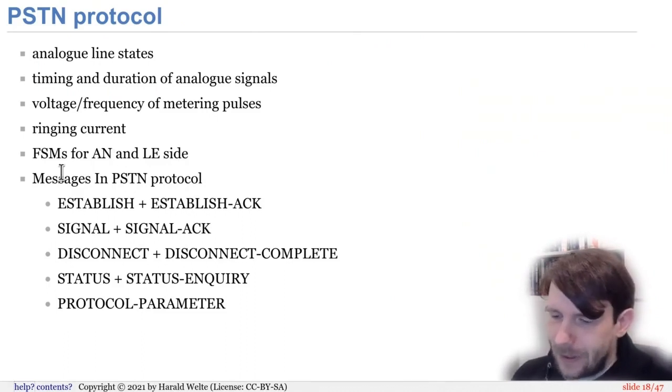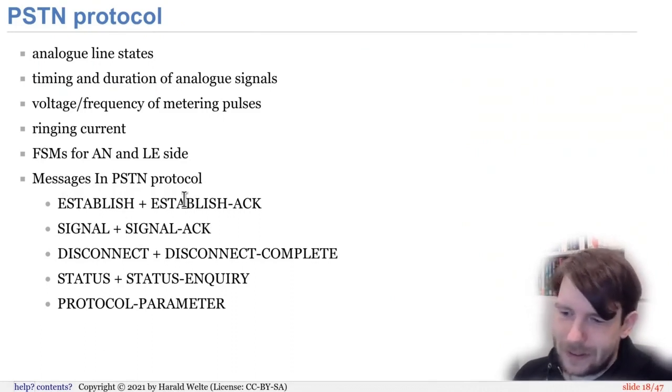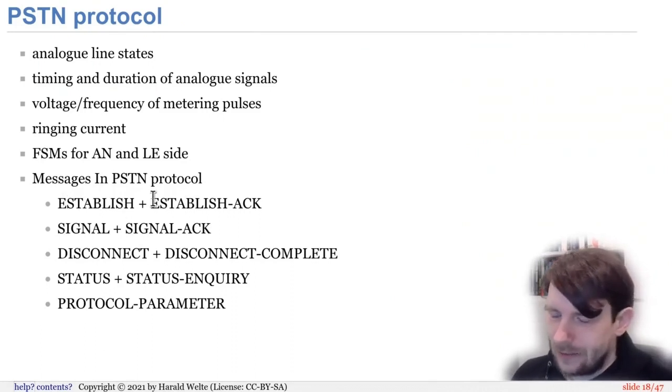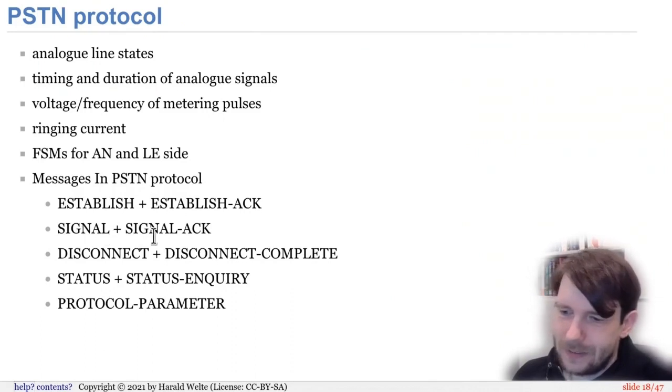And the kind of messages we see here is establish and establish acknowledgement. That's basically meaning that the line has gone off hook. We have signal and signal ACK, meaning that pulse dialing is detected and communicated. Disconnect equally is, of course, going on hook again. And status inquiry, well, of course, the name implies what it is, and you can configure some protocol parameters.